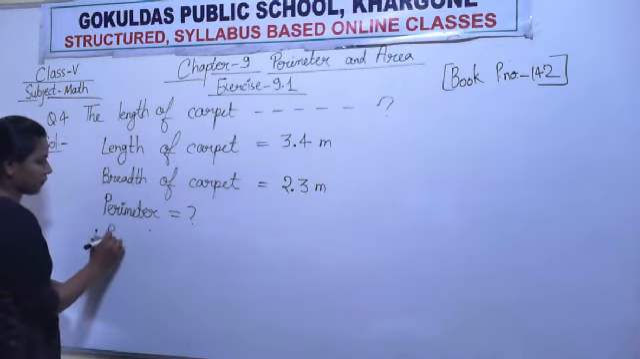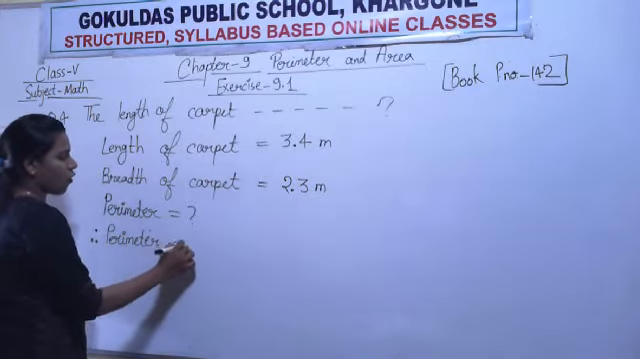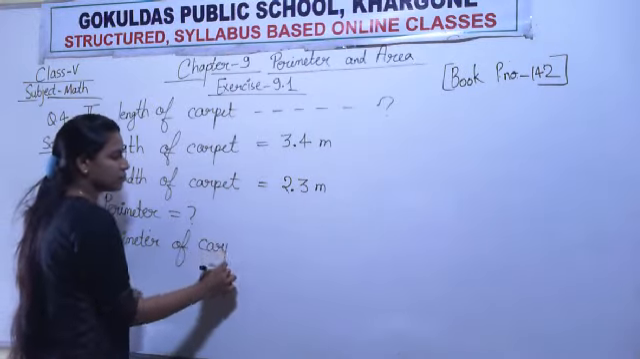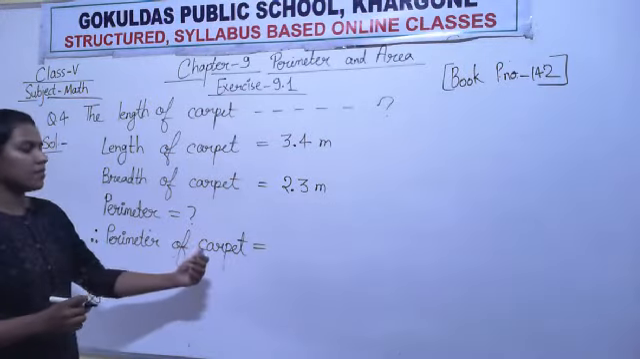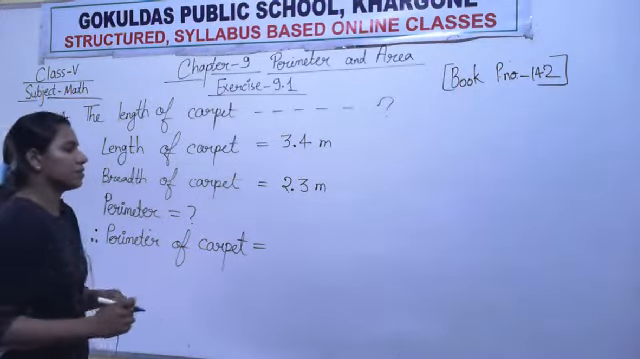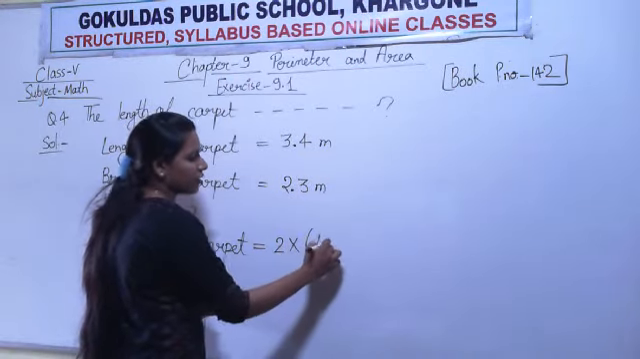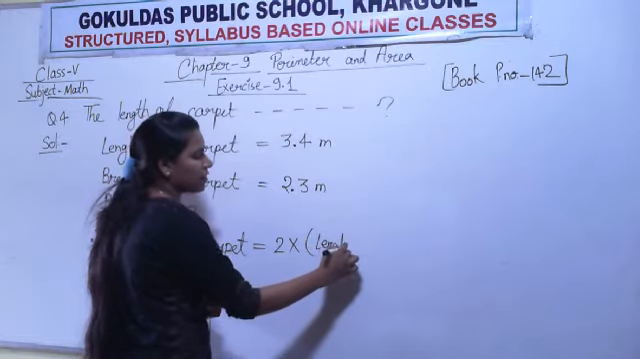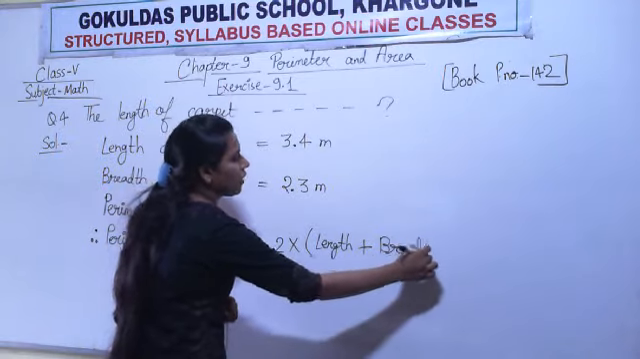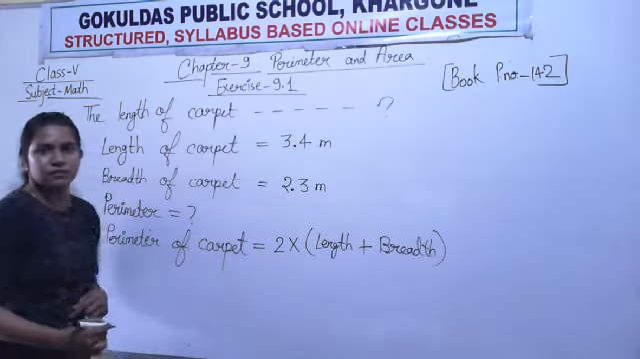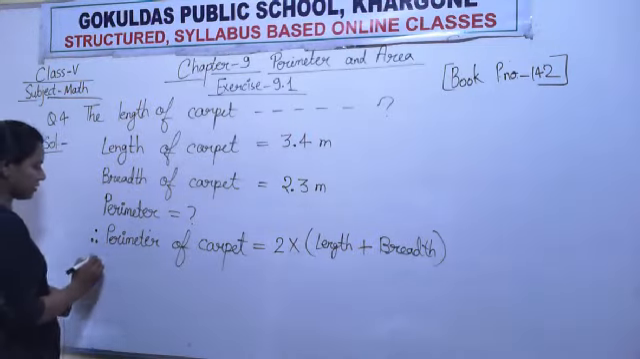Therefore, perimeter of carpet will be, carpet is in the shape of rectangle, right? So, what was the formula for rectangle? 2 multiplied by bracket open length plus breadth. It was the formula, right? Here the carpet is in rectangular shape, right?